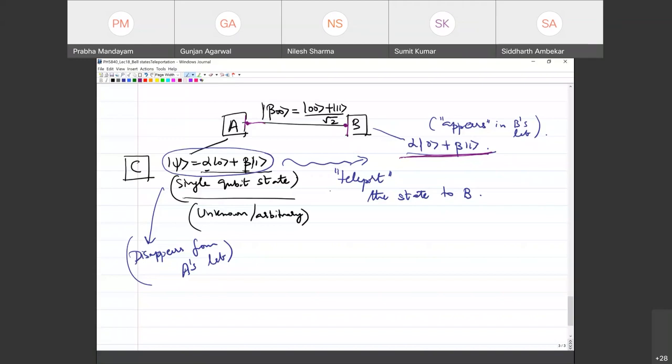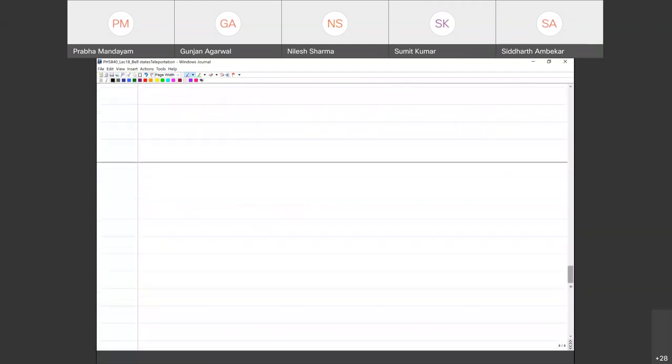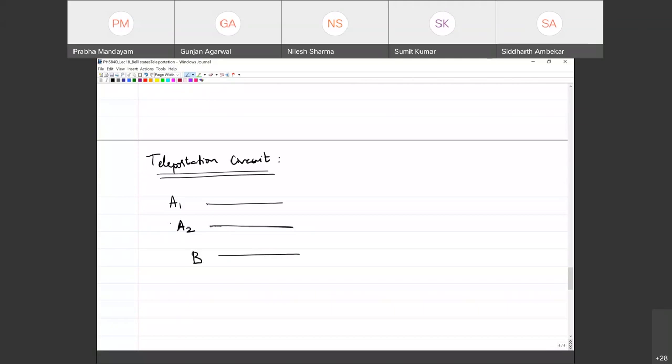So let me first draw a circuit that describes this, and then we'll see how that works. So this teleportation circuit, I'll just draw the circuit today and we'll do the analysis in tomorrow's class. So I need to have three registers, right? So this is now a three qubit circuit. Okay, so the first two qubits are going to be A's qubit, and the third one is going to be B's qubit.